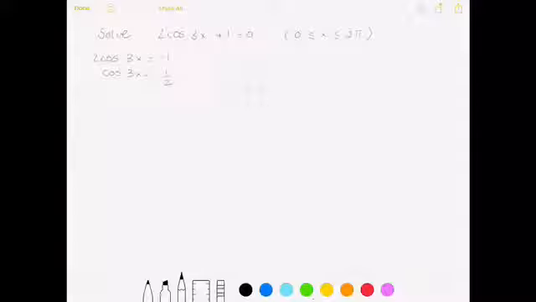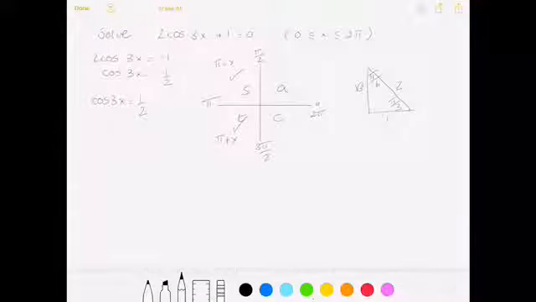Now if we sketch our CAST diagram just to establish which quadrants this lies in, you can see our CAST diagram is slightly different. We have 0, pi over 2, pi, 3 pi over 2 and 2 pi. Cosine is negative in quadrants 2 and 3. In quadrant 2, to get the angle you subtract from pi as opposed to 180, and in quadrant 3 you add pi as opposed to adding 180. As always, when the ratio is negative we solve for the positive, so cos 3x equals a half.